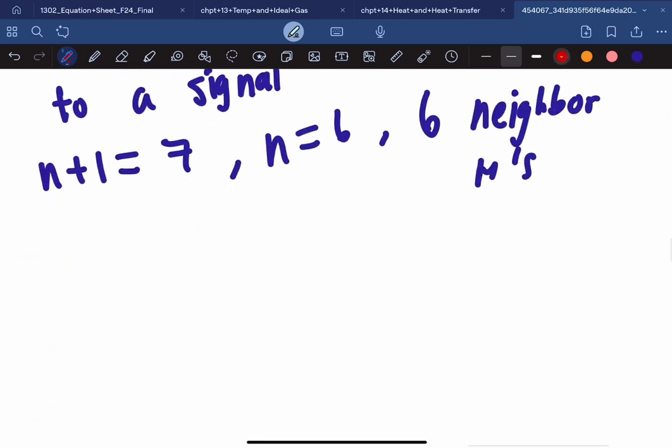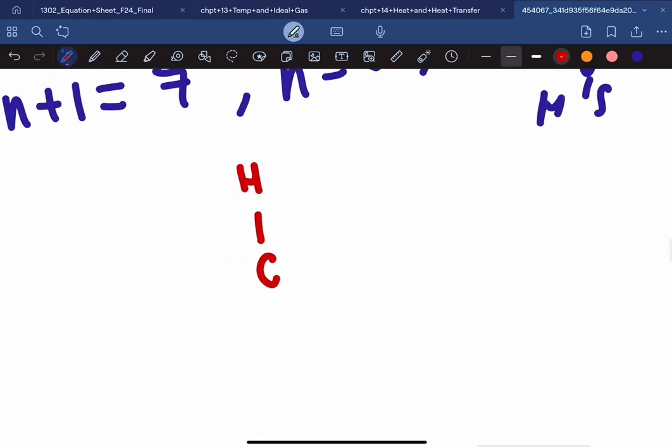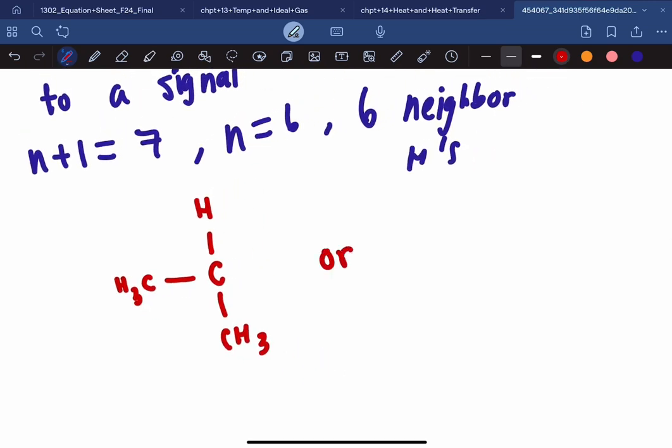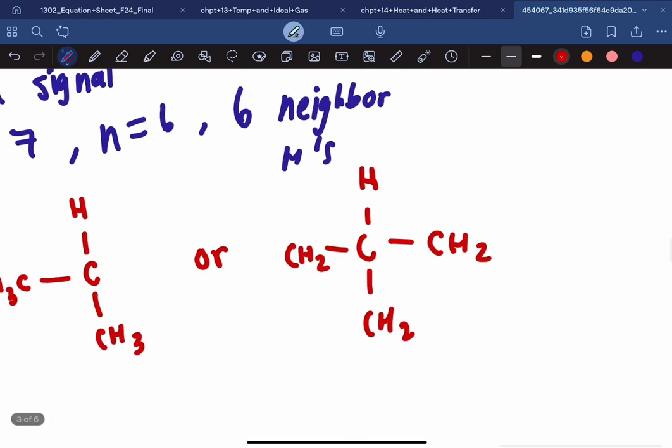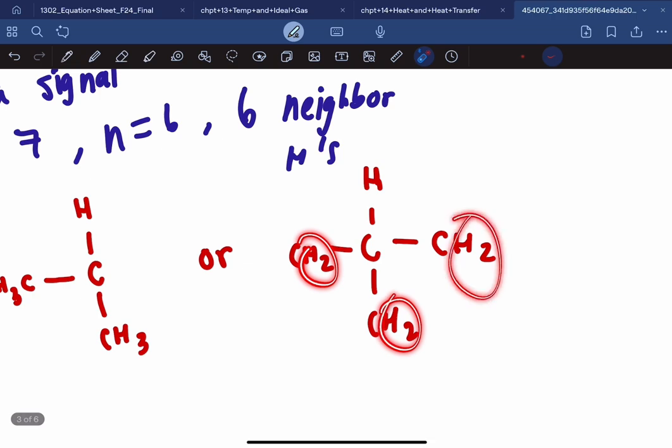So we know we have a carbon with 1 hydrogen, because it's a 1H, so CH. And then we know it has to have 6 neighboring hydrogens. The only ways to do that are CH3, CH3, or you can do CH2, CH2, CH2, H like this, because this would mean you have 2, 4, 6 neighboring hydrogens. So you might be tempted to do it like this.